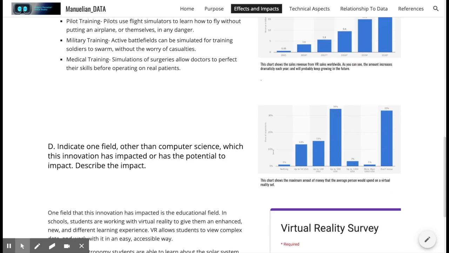Moving on from the video, we have another chart down here stating the maximum amount of money that the average person would spend on a virtual reality set. We see that a majority of the people, 34%, would spend up to $500, but no more on a virtual reality set. 1% of people would not pay for it at all. 15% would not like to pay over $100, and 33% of all people have absolutely no idea how much they should be spending on a virtual reality headset.